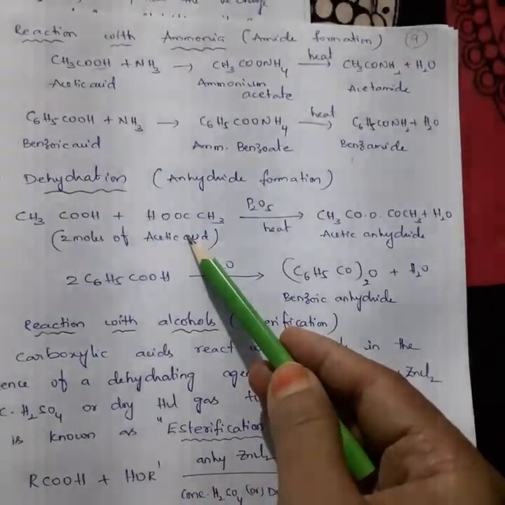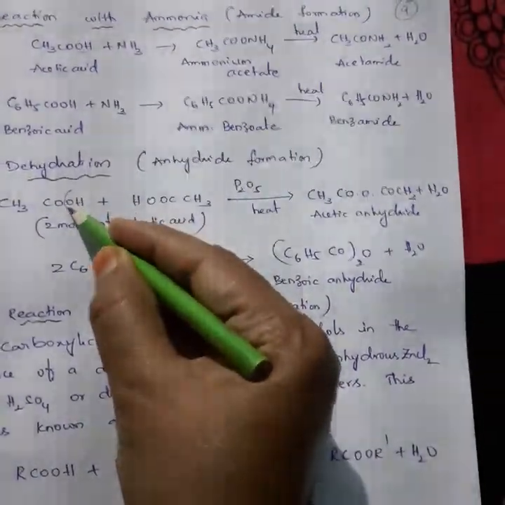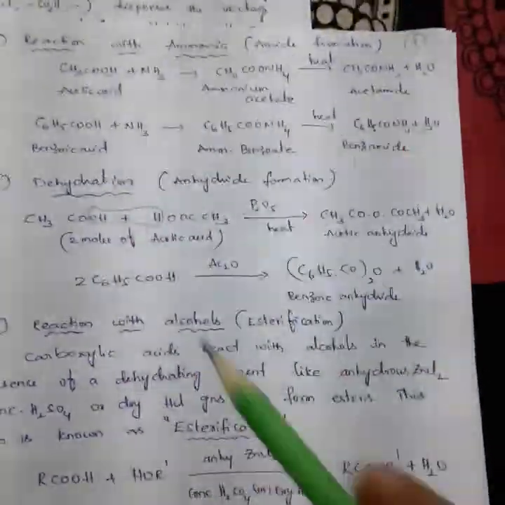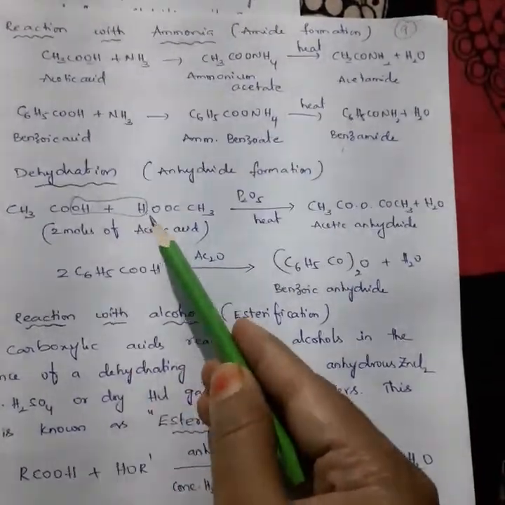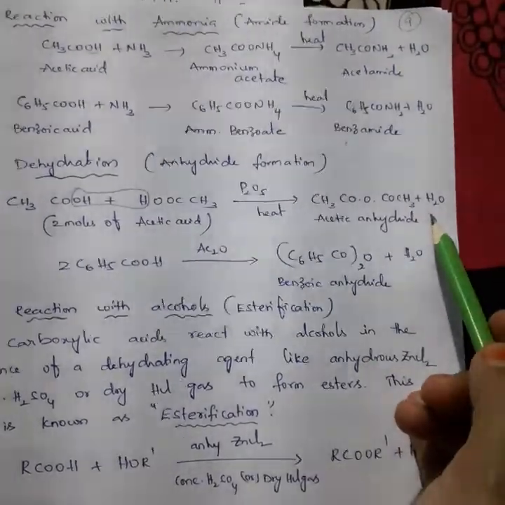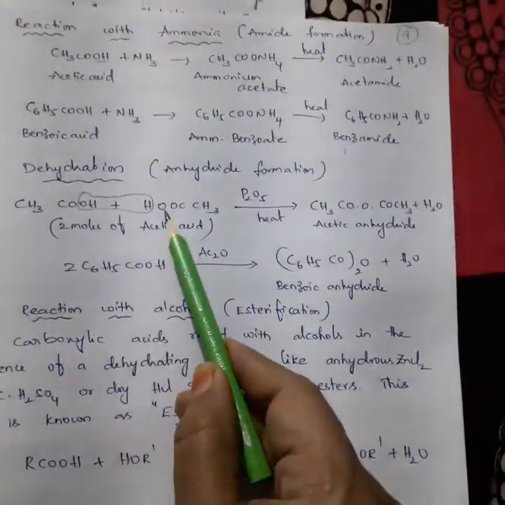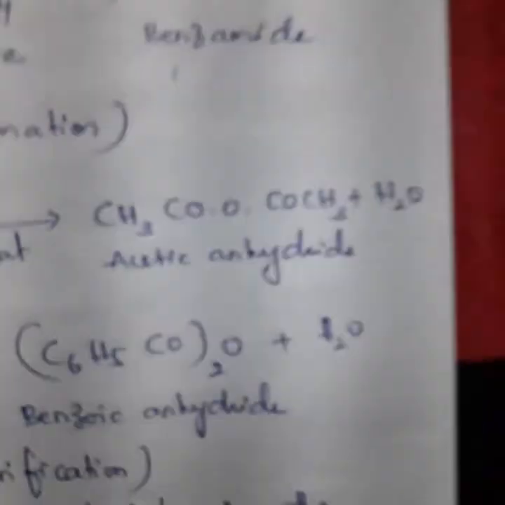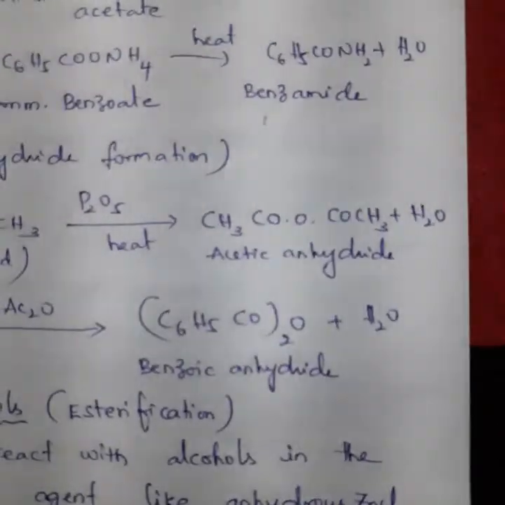Next one is dehydration. Take 2 moles of acetic acid. Here the OH of the first carboxylic acid and H of the second carboxylic acid go out as H2O, and the remaining CH3CO and COCH3, which is nothing but what? That is acetic anhydride. Okay, right.